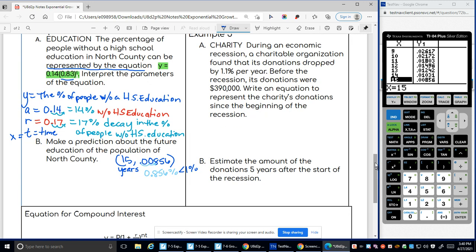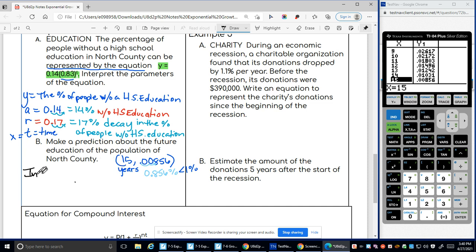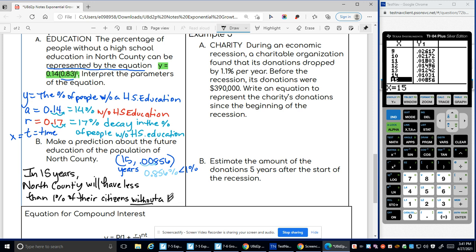So just for drama, I would say that in 15 years, North County will have less than 1% of their citizens without a high school education, which is a benefit to the community.